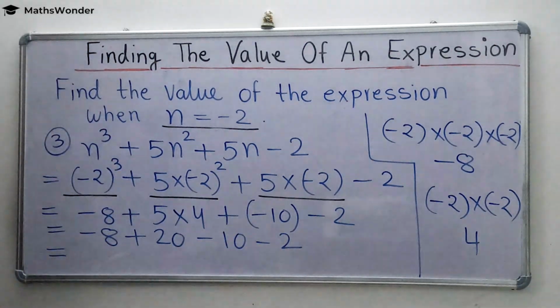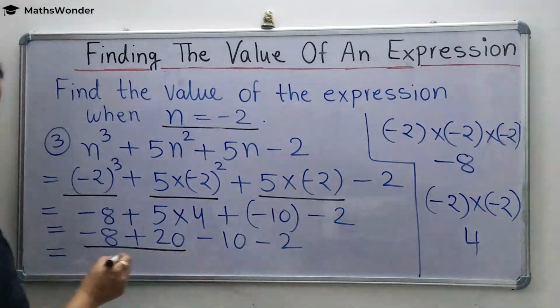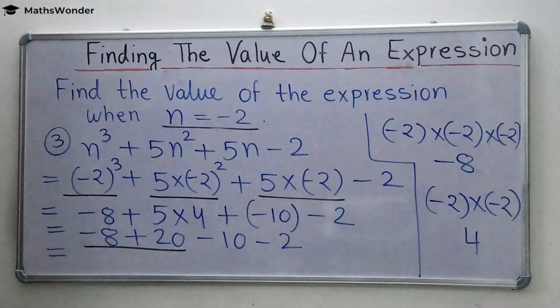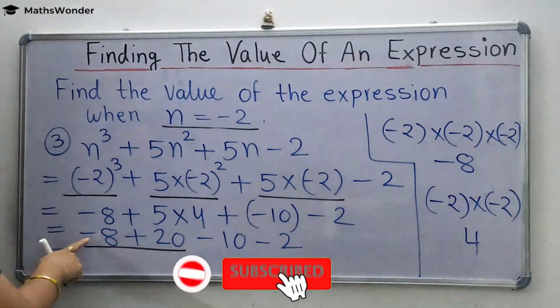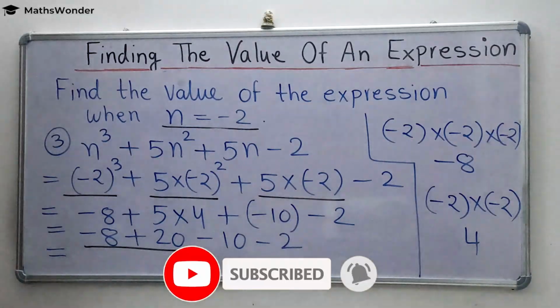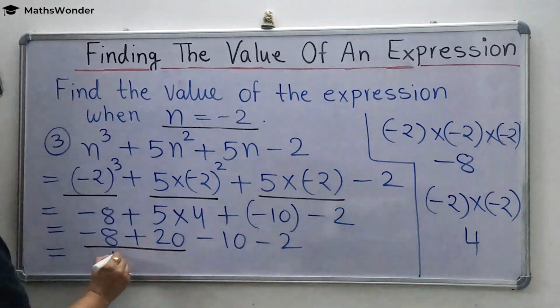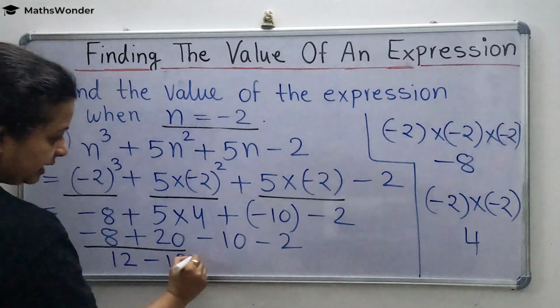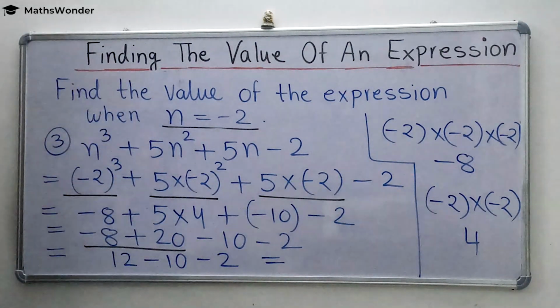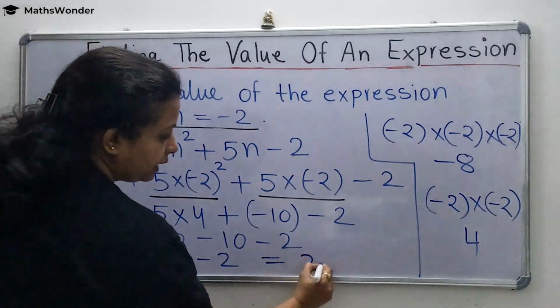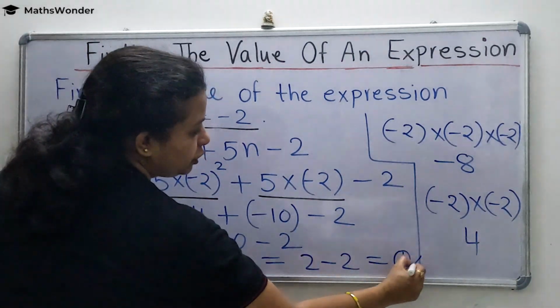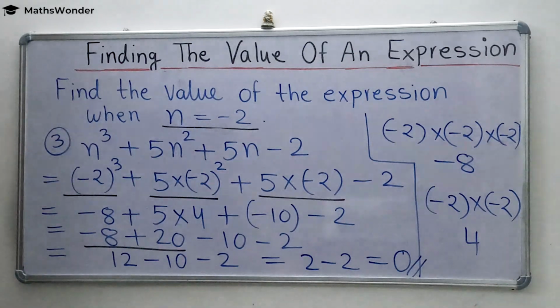Now you will simplify two terms at a time. First you will simplify this. Negative 8 plus 20 is what? 12. Then negative 10, negative 2. The remaining terms, you will write as they are. 12 minus 10 is 2. And 2 minus 2 will be 0. So your final answer is 0, when you simplify.